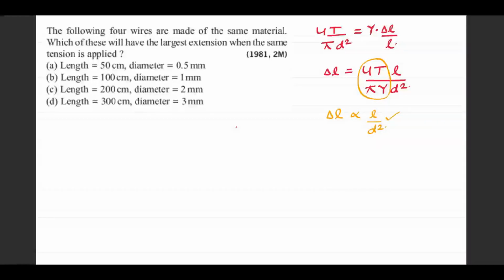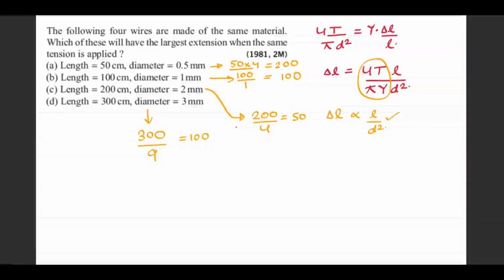So whichever has the maximum L by D square will have the maximum extension, right? So this L by D square, if I write, it will be L by half squared, so it will be 200. This L by D square will be 100. This L by D square will be 200 by 4, which is 50. And this L by D square will be 300 by 9, which is 100 by 3. So can I say the maximum is for the first option, and hence our answer should be A. Correct?